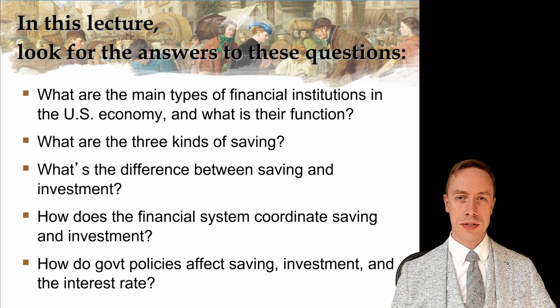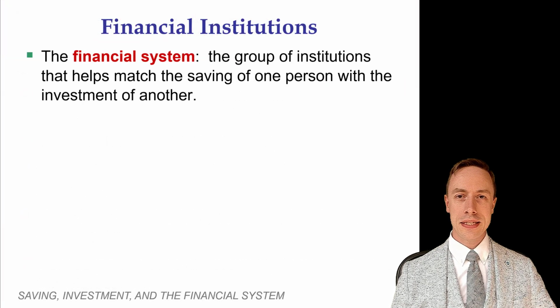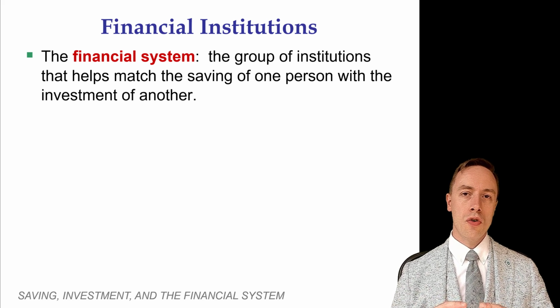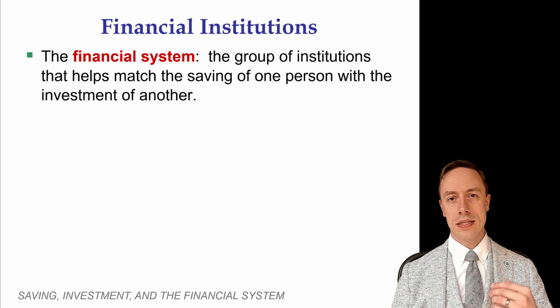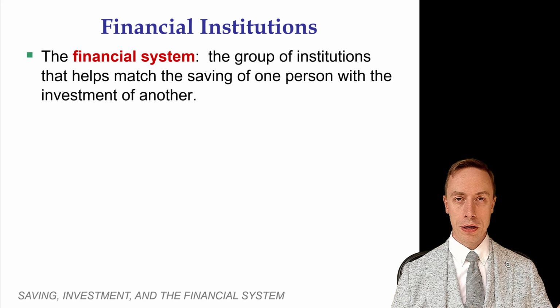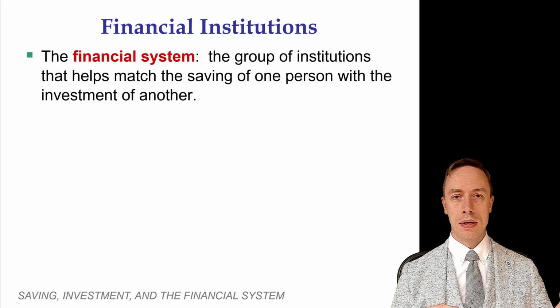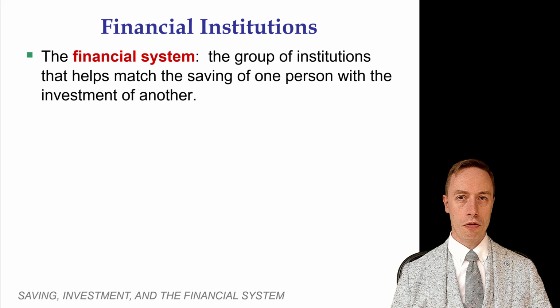Today we're going to discuss saving, investment, and the financial system. In macroeconomics, the term financial system refers to something very broad. It's the entire set of institutions within an economy that take the savings of one group of people and make them available to be borrowed for investment purposes by another group of people.